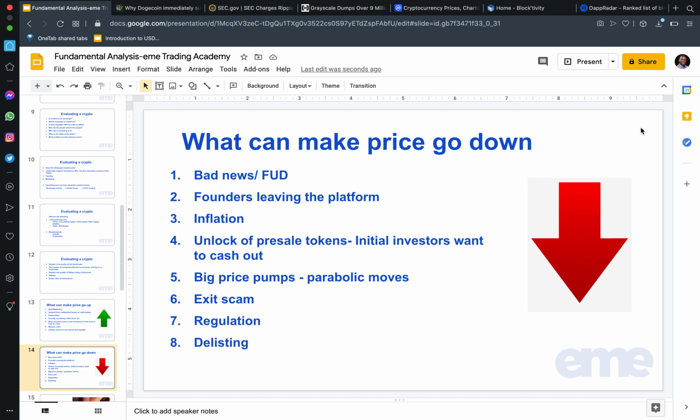Exit scam, of course. If the CEO of a project and executive run away after collecting a lot of money, you will end up being a bag holder because the price is going to dump and never ever come back. All right. Regulation may affect the price of cryptocurrency if it's negative.